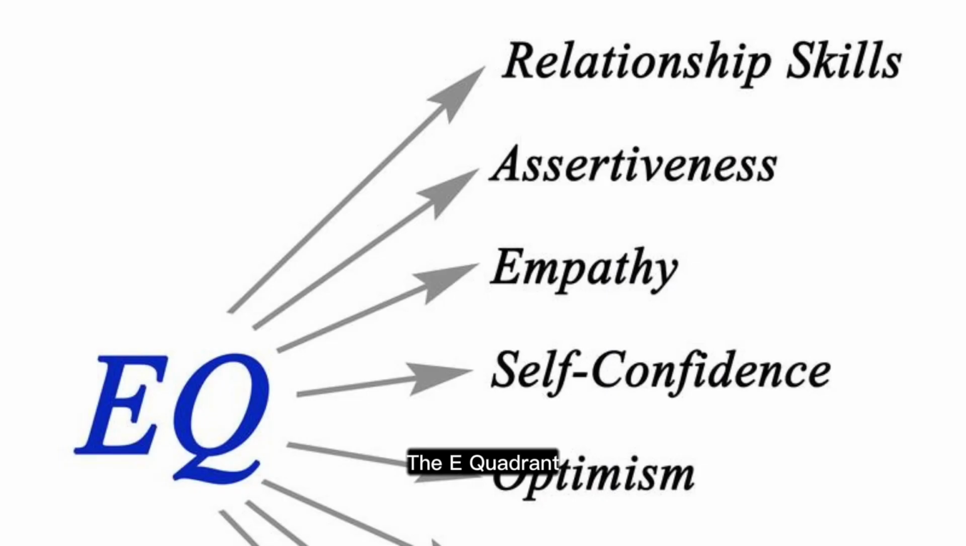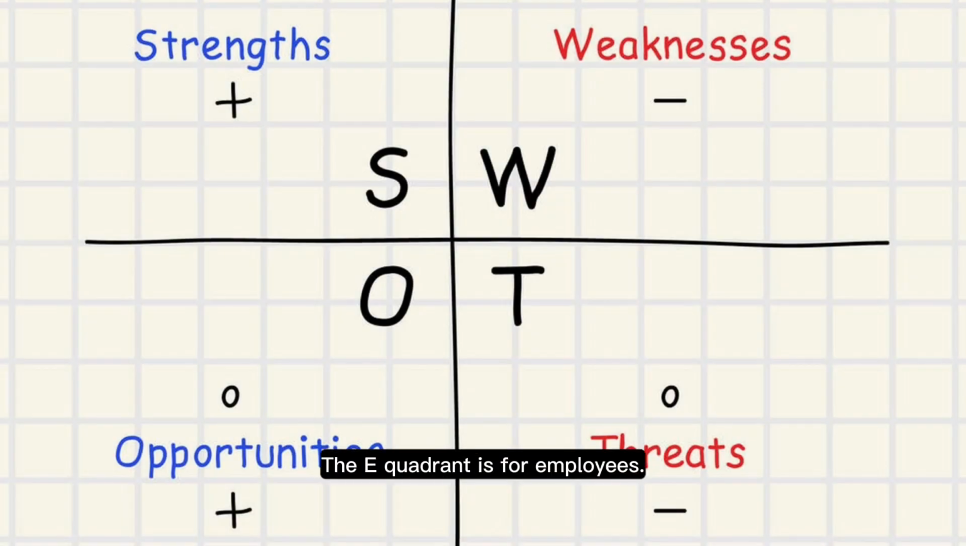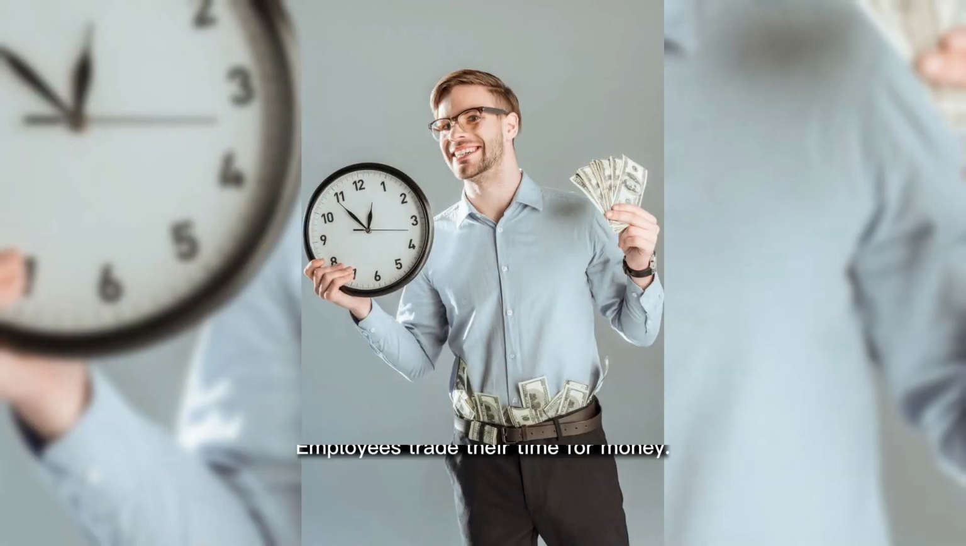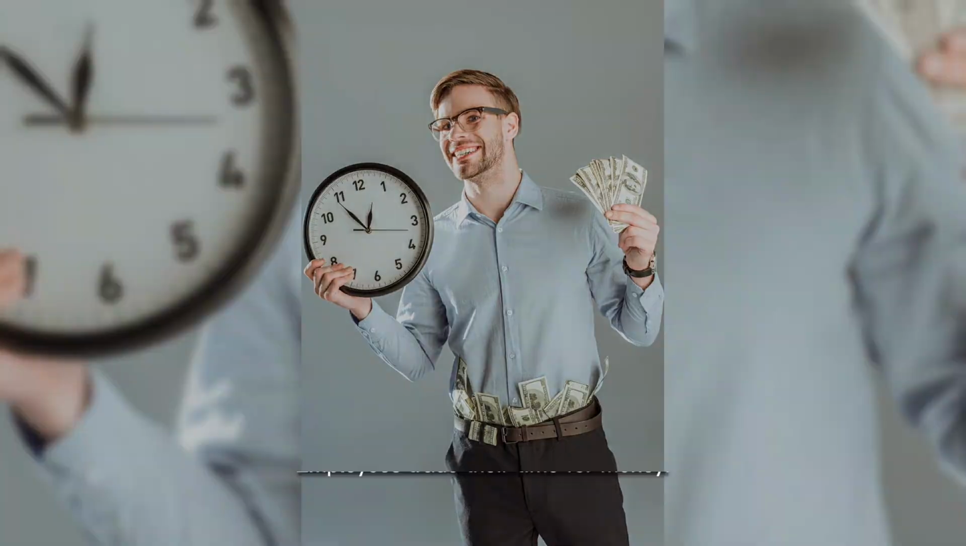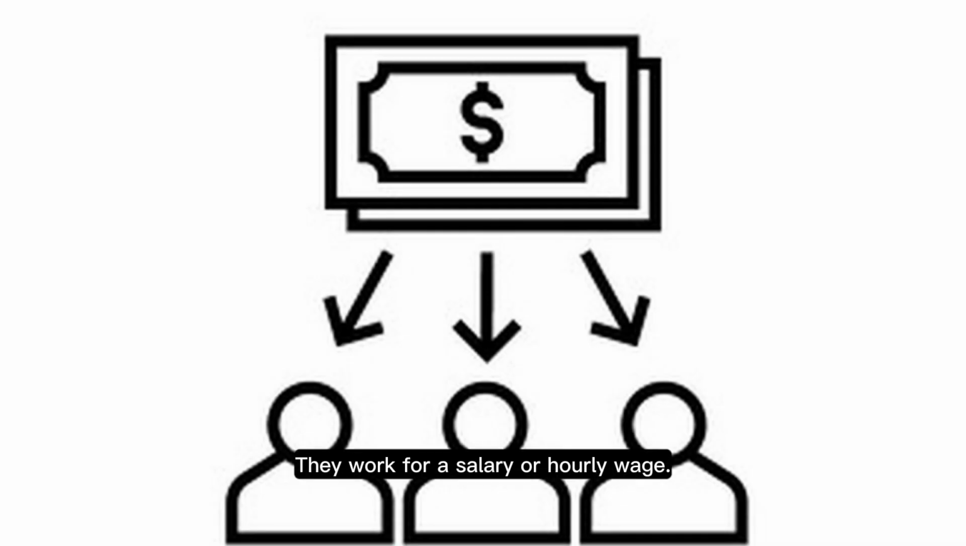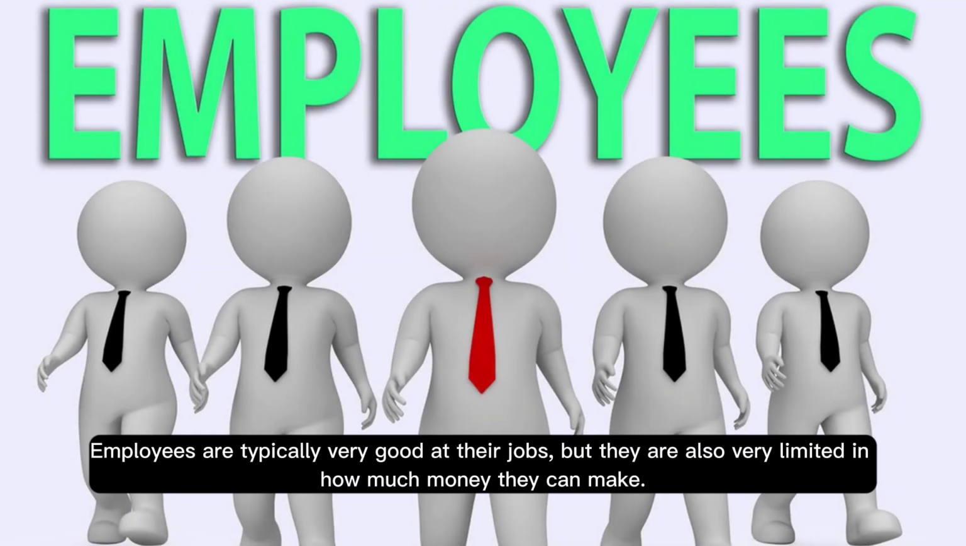The E Quadrant. The E Quadrant is for employees. Employees trade their time for money. They work for a salary or hourly wage. Employees are typically very good at their jobs, but they are also very limited in how much money they can make.